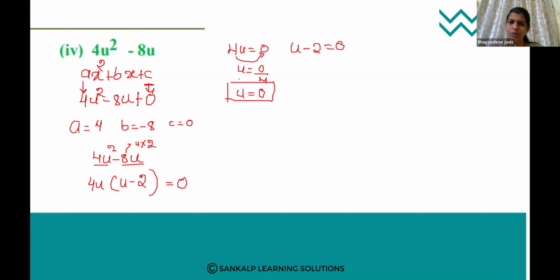So U is equal to 0. Next, U minus 2 equal to 0. Transfer this minus 2 to this side. You will get U is equal to 2. Now, this is the value of alpha and this is the value of beta. These two are the zeros of this quadratic polynomial.